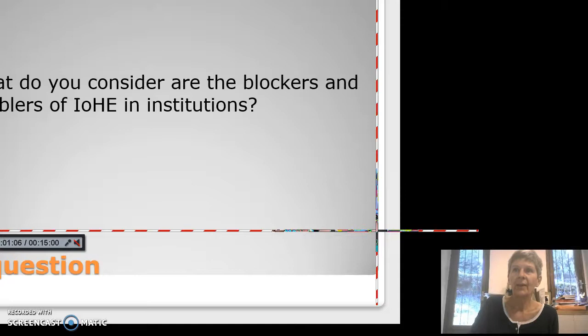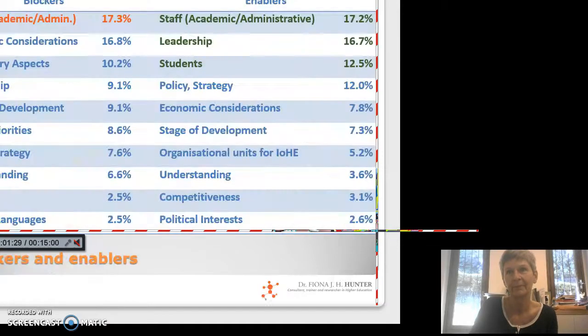This is something you can think about in your own time, but what do you consider are the blockers and enablers of internationalization of higher education? When we asked this question in a different study, we got some very interesting answers. In fact, we discovered that the majority of both blockers and enablers are people.